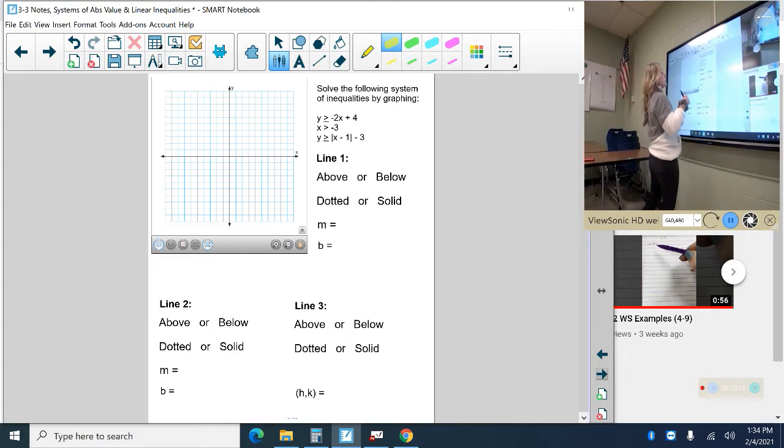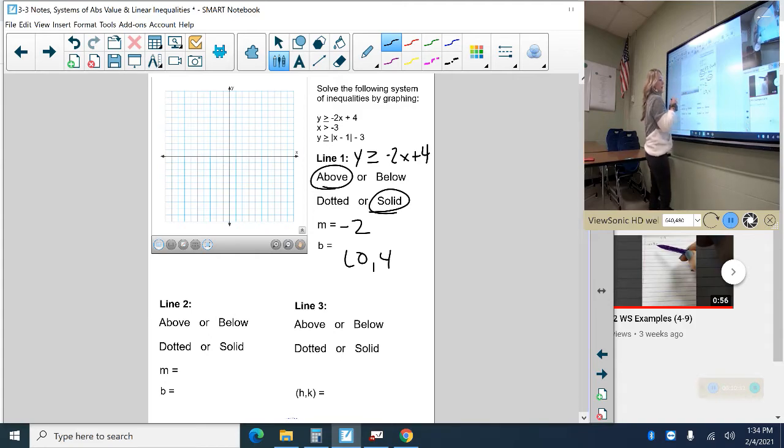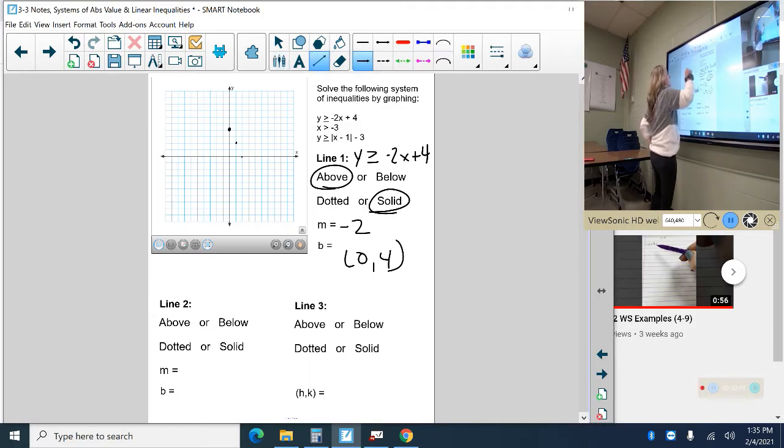So, solve the following system of inequalities by graphing. Well, the first line, we have y is greater than or equal to negative 2x plus 4. This would be above the line, solid line, negative 2, and 0, 4. So I have started at 0, 4, 1, 2, 3, 4. And I'm going to go down 2 over 1 since I have negative 2 slope. And it's a solid line.